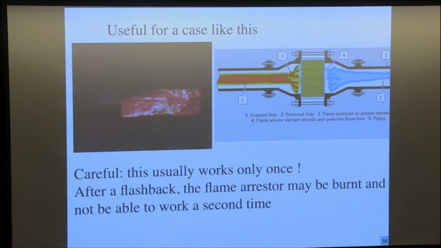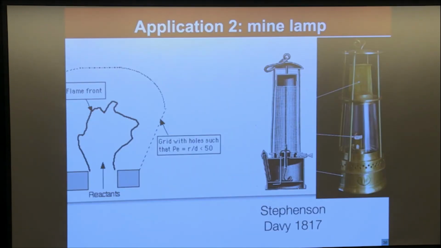When I did my PhD, we did not use that. We used only a grid with holes. And after 1 year, when we opened it, there was a big hole in the middle because it will stop the flame once, okay? But then maybe it will melt after that. So we were operating. We thought we had the flame arrestor, but we didn't have one. Lucky.